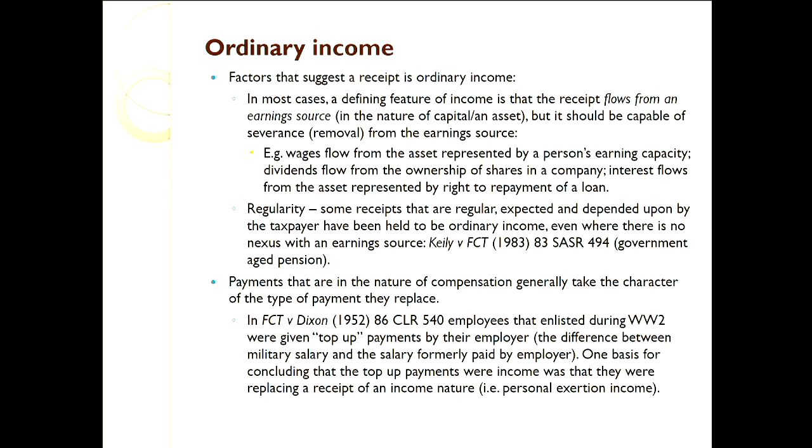The key principle is you need a connection with an earning source, right? It's only when you don't have a connection with an earning source that the regularity of the payment, and the fact that it's depended upon by the taxpayer, may mean nonetheless that it's income. However, if you've got a nexus with an earning source, and we'll go through examples in a minute, and we even did in week 1, regularity really doesn't matter. Okay? So what do we mean by a nexus with an earning source?